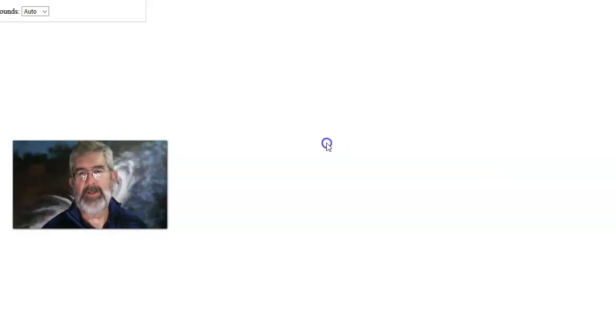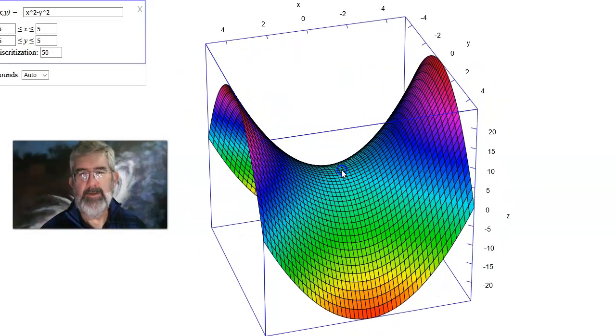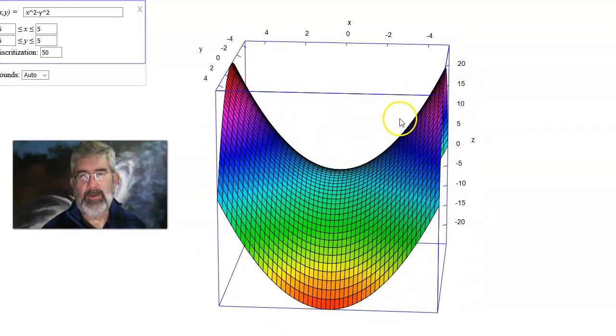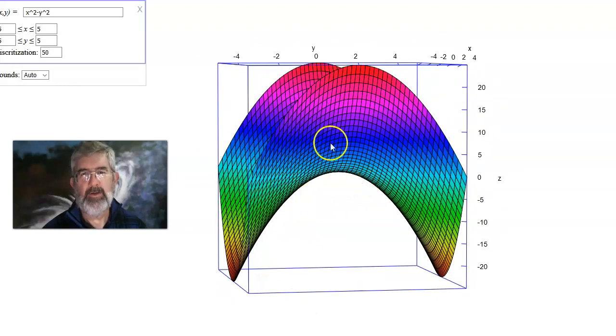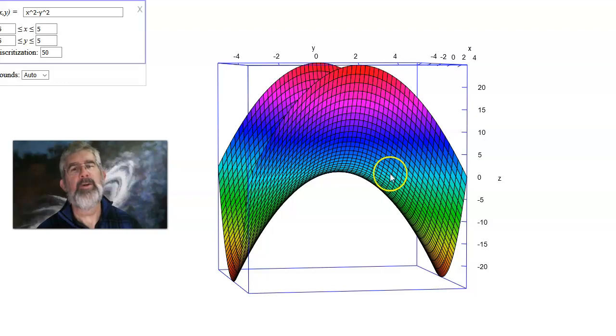I'm going to click on this thing and be able to look at it from different angles here, right? Opening upward in this direction. All of those grid lines are parabolas opening upwards. And then in this direction, all the grid lines are parabolas opening downward. Constant values of x in one direction, constant values of y in the other direction. A saddle. This is a hyperbolic paraboloid.